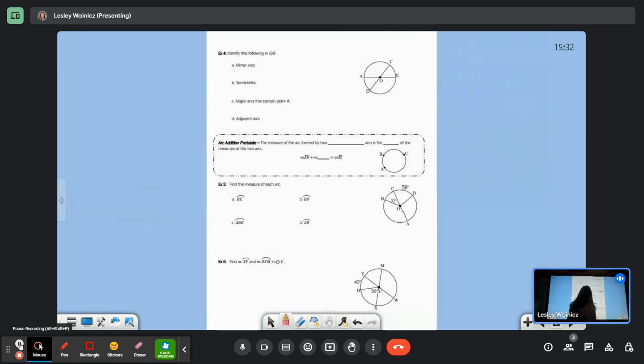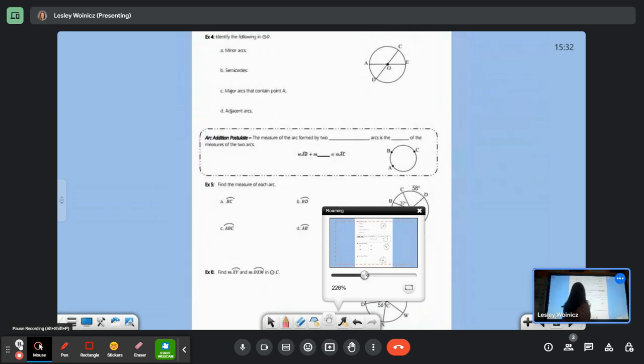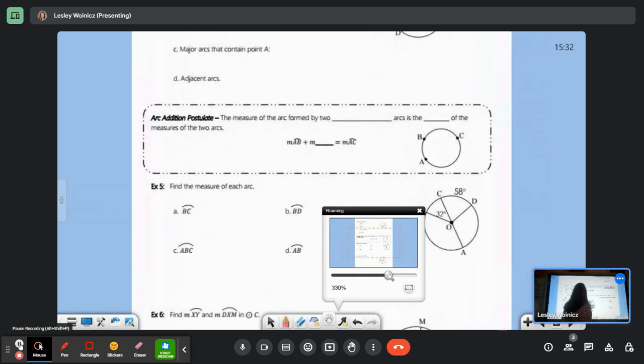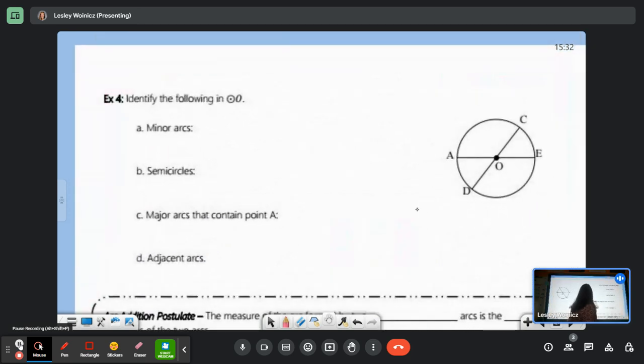Guys, we're doing pretty good. Are we gonna get done with notes today? We're gonna do example 4 and then we're gonna be done for today. We're gonna identify the following in circle O. Minor arcs. AD, CE. That was a goofy looking arc.